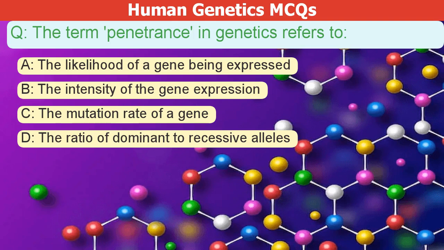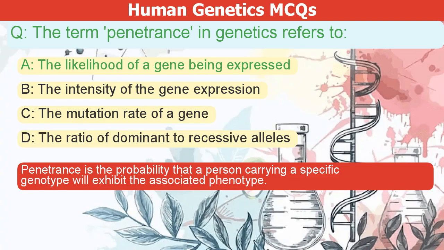The term penetrance in genetics refers to A. The likelihood of a gene being expressed. B. The intensity of the gene expression. C. The mutation rate of a gene. D. The ratio of dominant to recessive alleles. The correct answer is A. Penetrance is the probability that a person carrying a specific genotype will exhibit the associated phenotype.